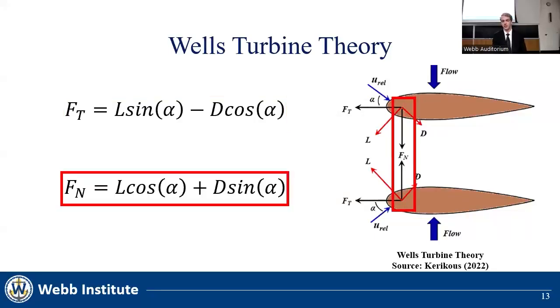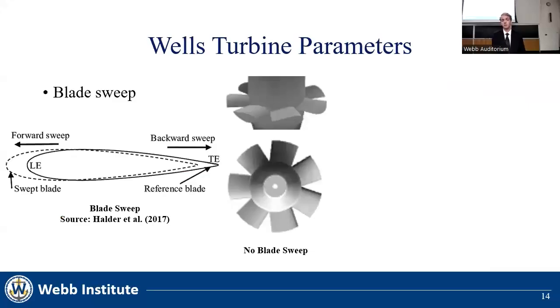The axial force is from the combined axial components of lift and drag. This is a load on the turbine, and it does not contribute to rotation. The first turbine parameter examined was blade sweep, which is like the rake of a propeller. Sweep has been shown to delay flow separation and improve the effects of compressibility.